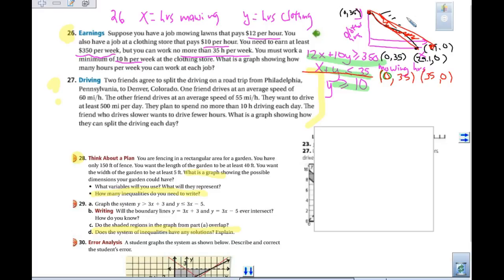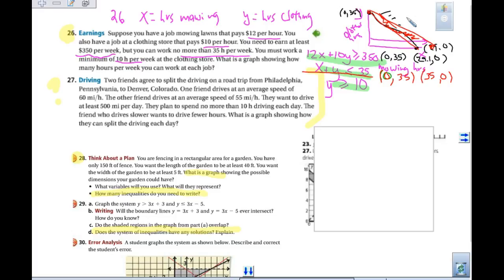And what they ask you to find in number 26 is what is the graph showing, for how many hours you could work. They didn't ask you to give examples of them, so you are simply leaving it like that as you look at that, okay? Number 27, I agree, it's kind of a hard one when you think about it. And you want to go to what is the question. And the question says, what is the graph showing how they can split their driving each day?